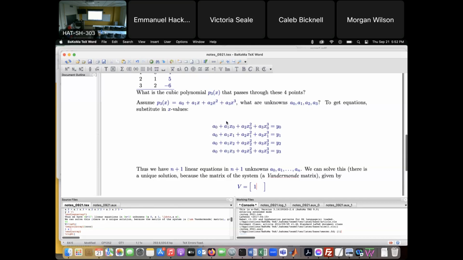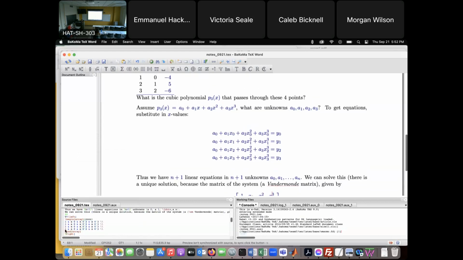The second column is whatever is multiplying A1, which is the x values, x0, x1, x2, x3. The third column is whatever is multiplying A2, which is x0 squared. You can start to see a pattern here. And finally, for the fourth and last column, x0 cubed. Okay. So now I've completed the first row, and then I'll just quickly duplicate this for the other rows.